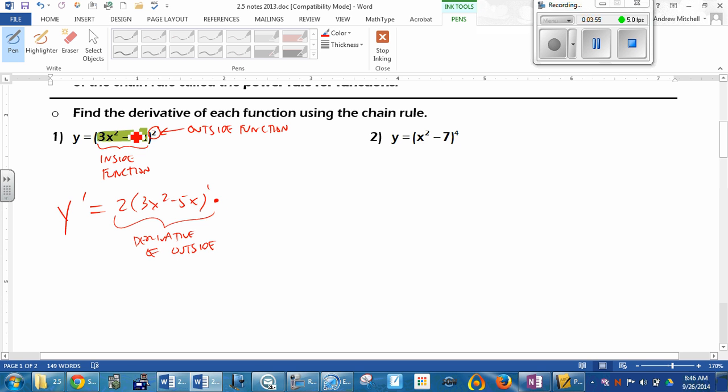Now we can unwrap the inside present. The 3x squared minus 5x, what's the derivative of that? 6x minus 5. Right, so that's it right there. That's our derivative. And that's 6x minus 5, that's the derivative of the inside.